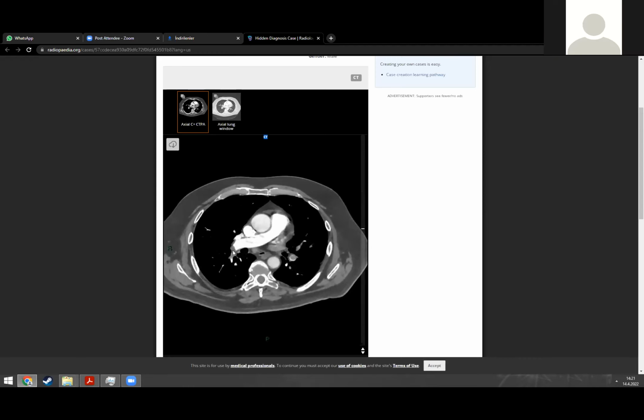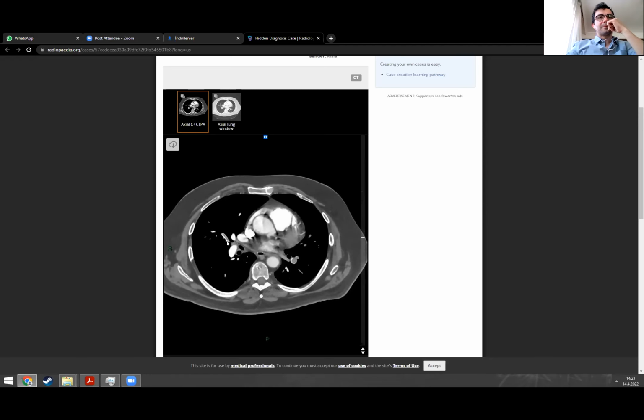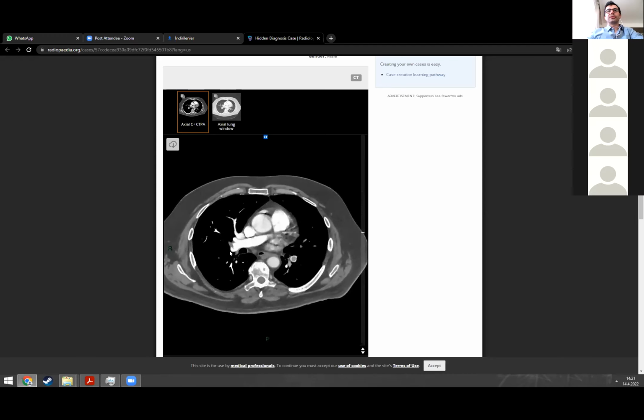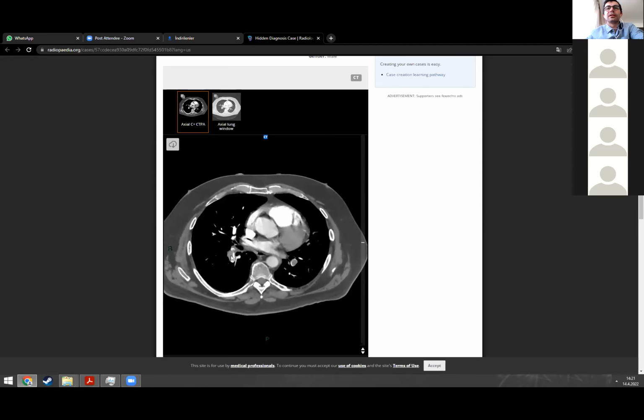Are these? They are pulmonary arteries, that's true. But we need to see the main trunk. The main trunk. I'm trying to draw, but I couldn't find it.